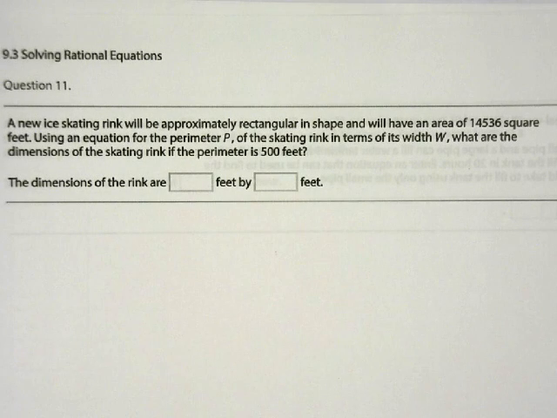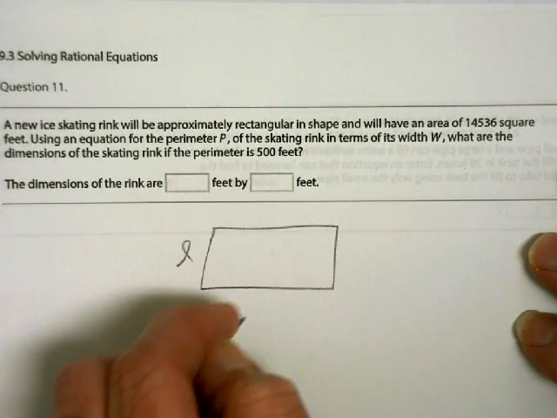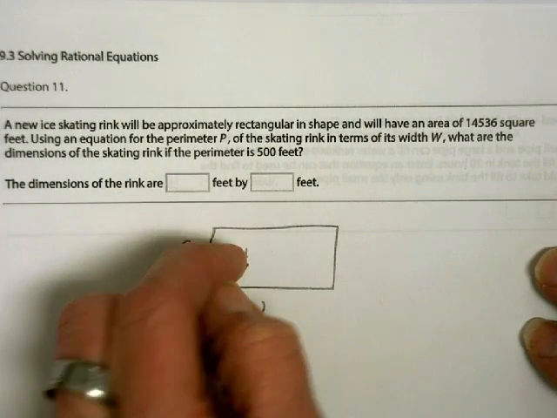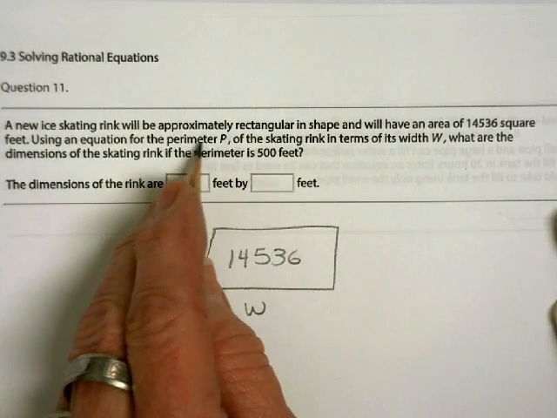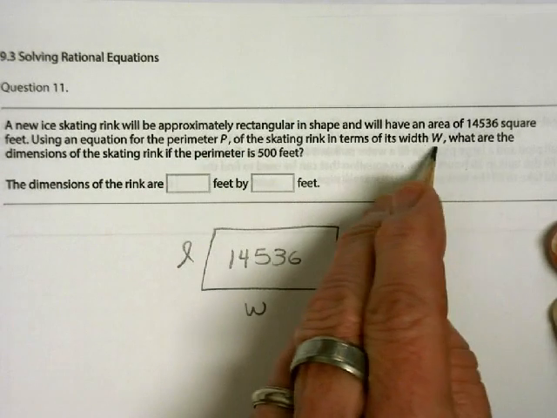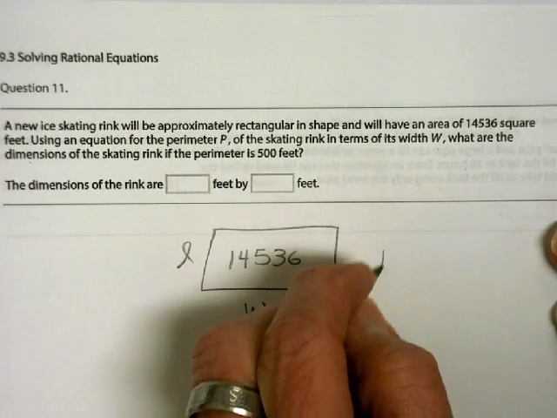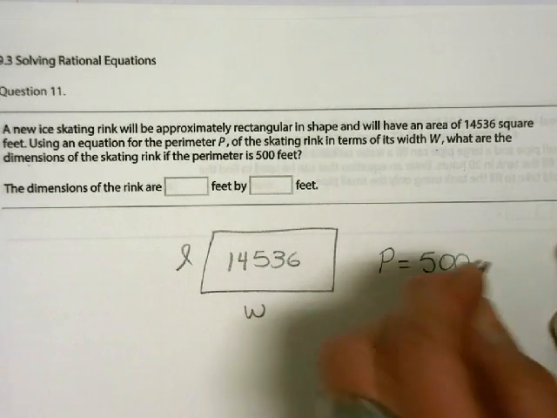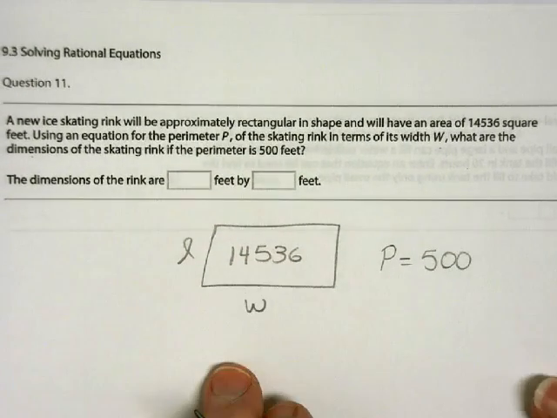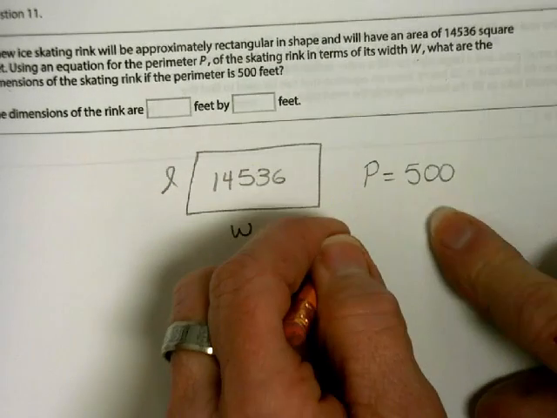All they asked you for is, if you have a new skating rink that's rectangular with an area of 14,536, so here's my ice skating rink, and length times width is 14,536. Using an equation for the perimeter P of the skating rink in terms of its width W, what are the dimensions if the perimeter, so they gave us the perimeter to be 500 feet. So that's square feet, that's feet, so we don't have to worry about the labels.